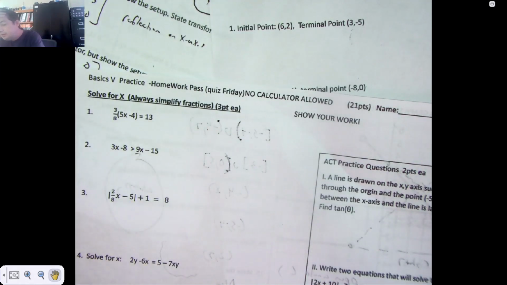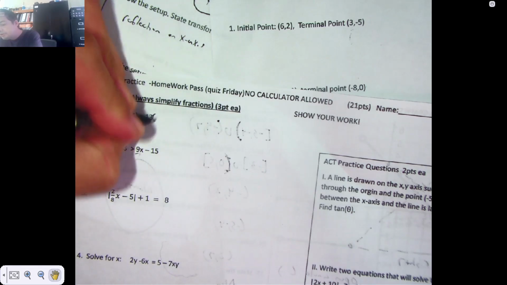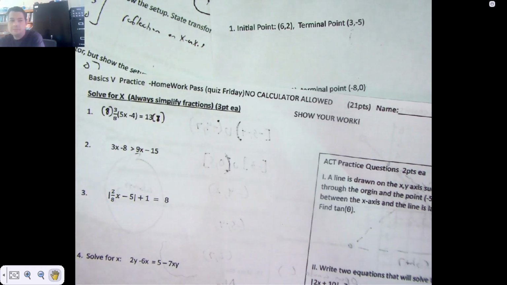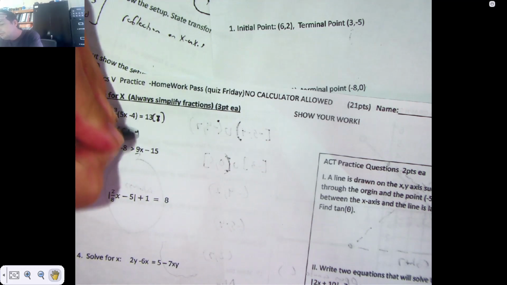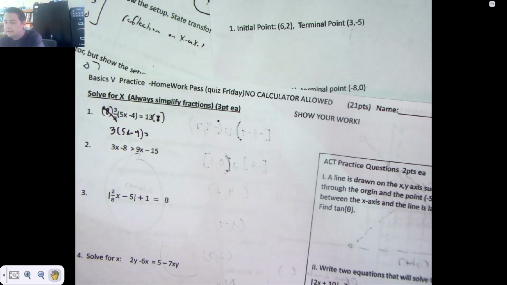So number one, I keep pushing this technique. I don't know why you won't accept it in your heart. If you don't want fractions, you get rid of fractions. These numbers are a little big for something I expect to do without a calculator. It's a practice sheet. The 8's cancel. You're left with 3 times 5x minus 4. 13 times 8 is going to be 104.